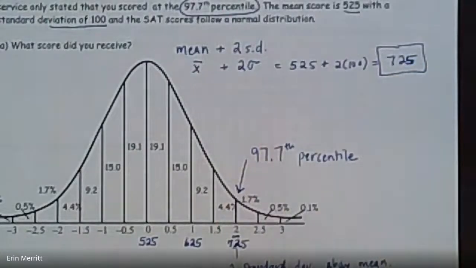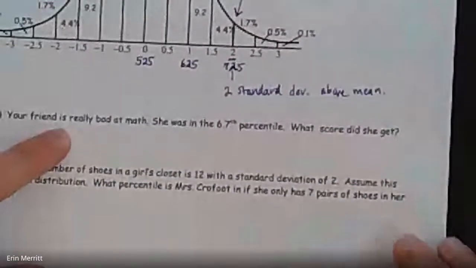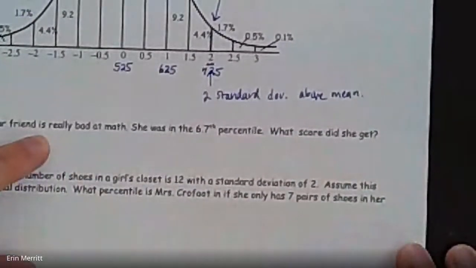Ta-da! Hi, Gracie girl. No, not yet. Give me a little time. All right. It says your friend is really bad at math. Oh, that's unfortunate. She was in the 6.7th percentile. What score did she get?